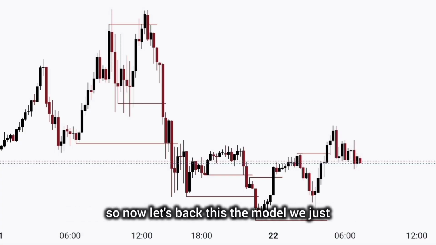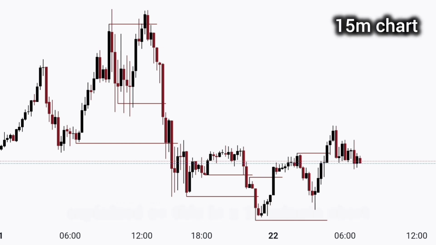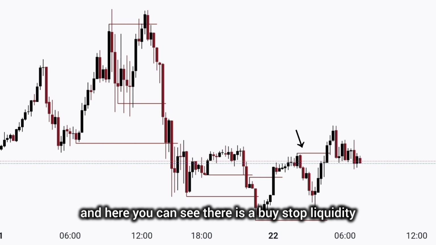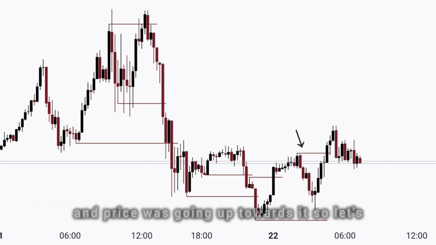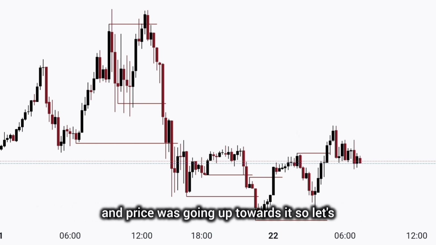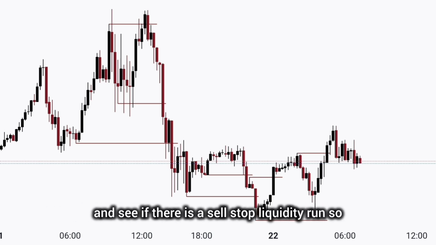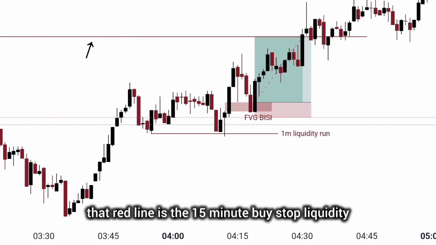So now let's backtest the model he just explained. This is a 15-minute chart, and here you can see there is a buy side liquidity and price was going up towards it. So let's go in the 1 minute chart and see if there is a sell stop liquidity run. That red line is the 15-minute buy stop liquidity.